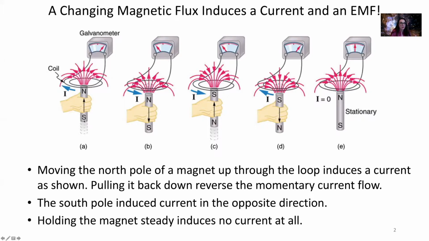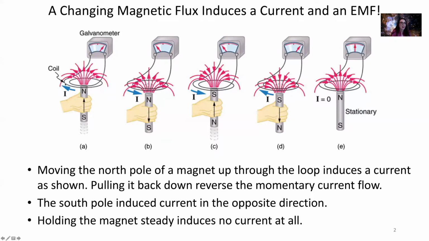So in this picture here, we've got a bar magnet, north pole facing up. We have a coil of wire here, and we move the magnet up through the coil, and that induces a current within this loop. Okay. And we pull the magnet back out of the coil, and that reverses momentarily the flow of the current direction.